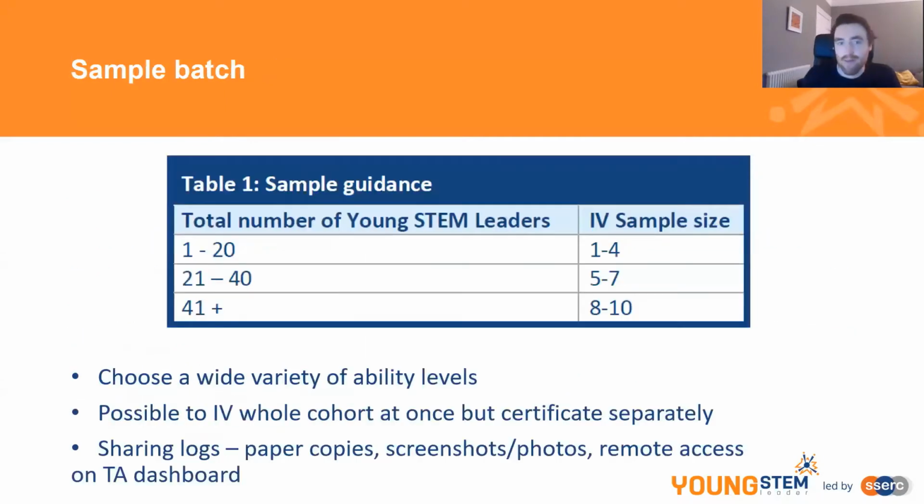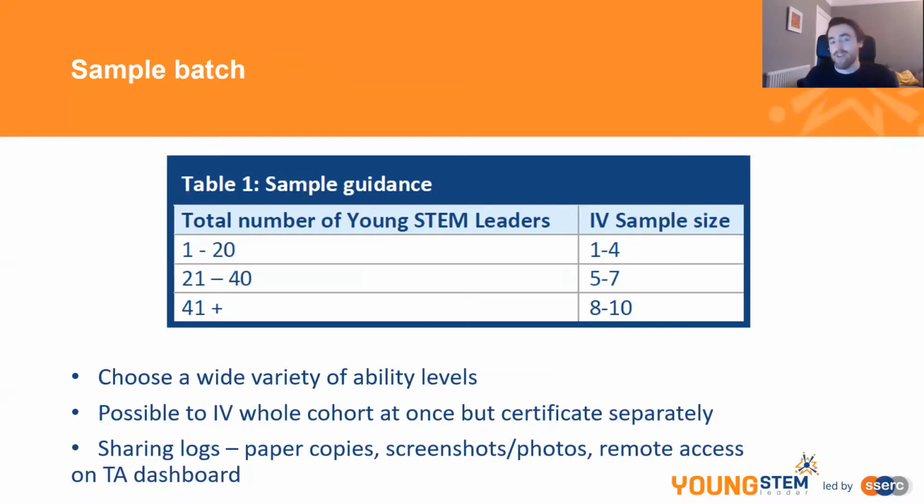I'll talk to you a bit about sample batch and what that means. We expect about 20% of your young STEM leaders to be in that sample batch. So for example, if you had 20 young STEM leaders, we'd expect 4 of those young STEM leaders' logs to be reviewed by your internal verifier as part of that internal verification process. And there's some guidance on that in the policy documents.